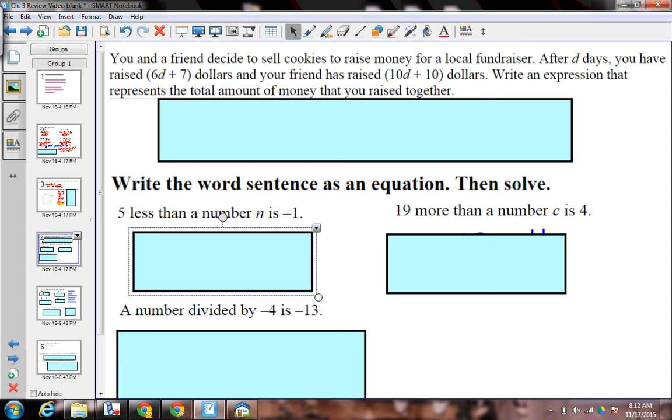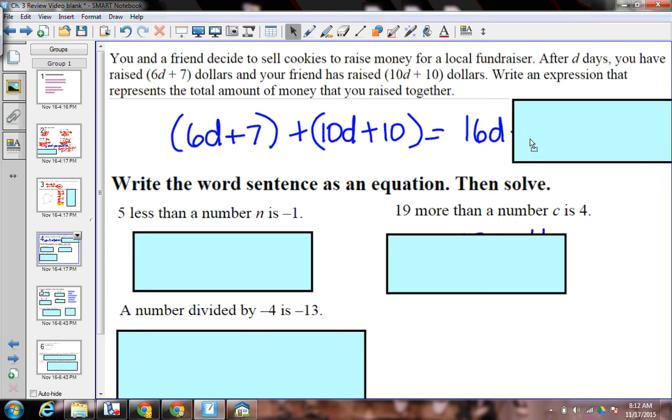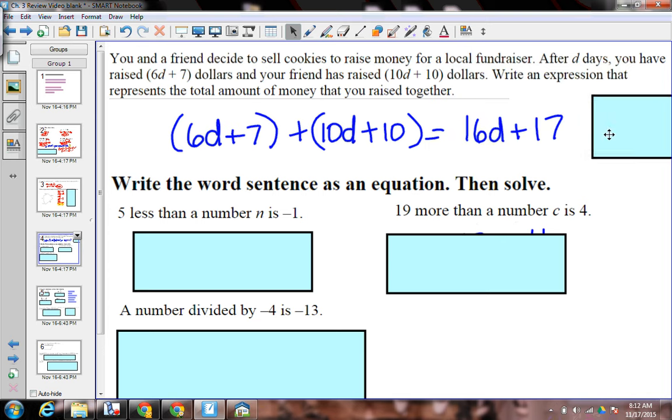Okay, we're combining your expression and your friend's. So that would look like this. And then we would just add our like terms. So let's add our d's together to get 16d, add our constants together to get 17. And that's your final answer.